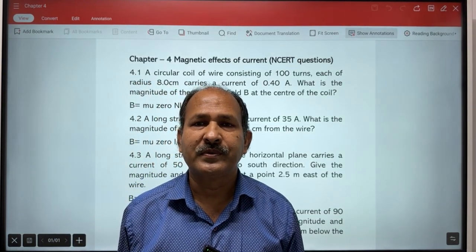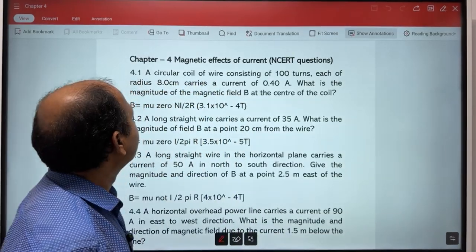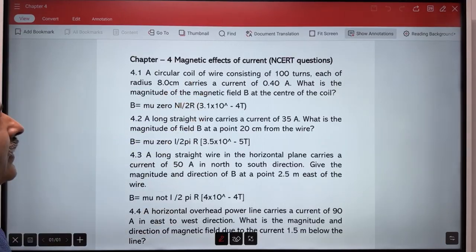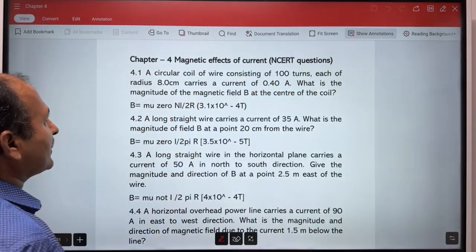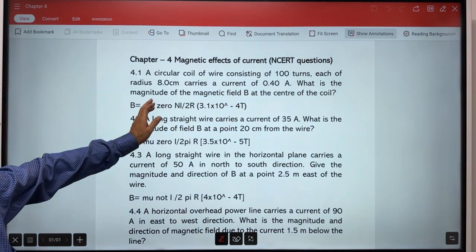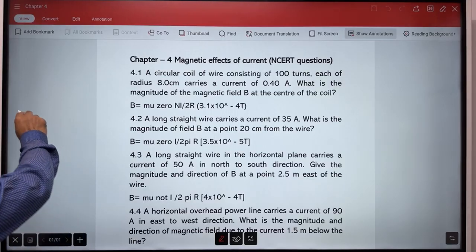Today we are going to do numericals of chapter 4 of class 12 physics. So let's start. The first question is: a circular coil of wire consisting of 100 turns, each of radius 8 cm, carries a current of 0.4 ampere. What is the magnitude of the magnetic field B at the center of the coil?